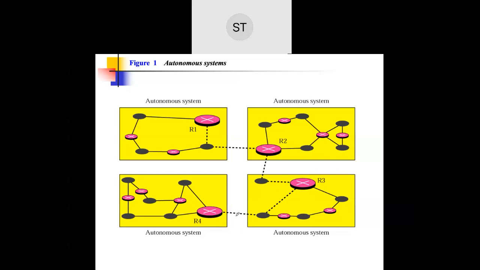So there are two routings. One is called intra-domain, another is called inter-domain. If your packet gets routed within the campus, we call it intra-domain. If it is going outside, we call it inter-domain. So there are different protocols for inter-domain and intra-domain.